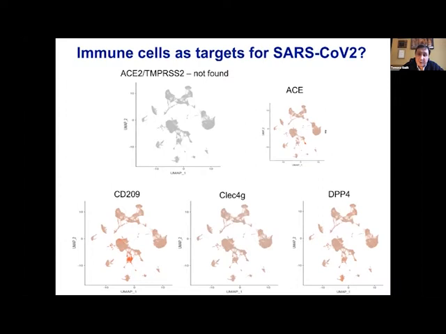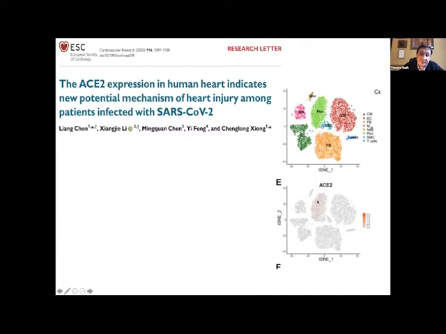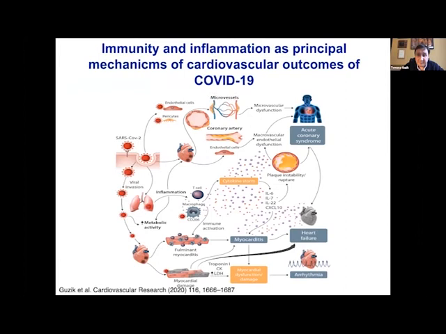This also corresponds to a human study that we published in Cardiovascular Research in March, almost at the initiation of the pandemic, which showed that in the human heart, ACE2 is primarily expressed in pericytes, as well as to some extent in some cardiac myocytes, but is not really present in T cells or macrophages or other immune cells infiltrating the human heart. So, we can appreciate that the immune pathogenesis is central for a potential link between hypertension and COVID-19.